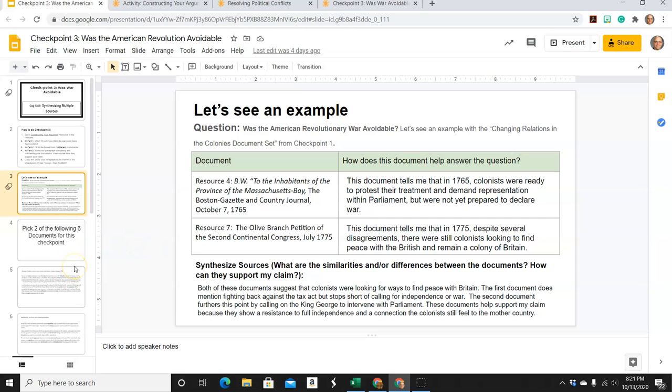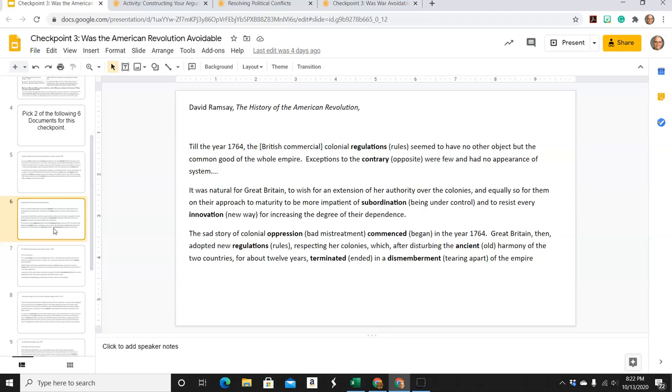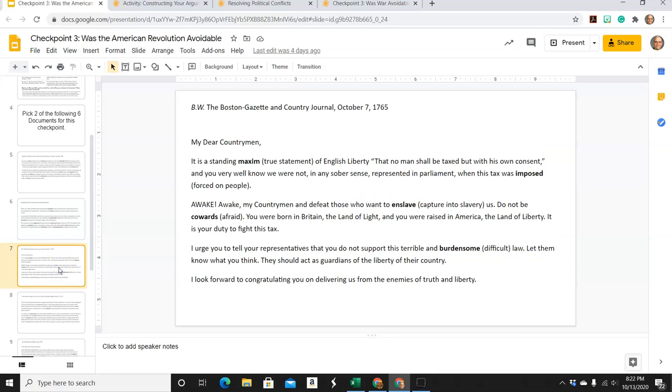What you're going to have to do is find a quote from 2 of the following documents. In other words, 1 quote from each document. You can pick the letter from Ben Franklin to Lord Henry. You can do David Ramsay and his perspective of the American Revolution. You can pick a quote from BW. BW is really passionate about not paying taxes and resisting the taxes that the colonists are being forced to pay.